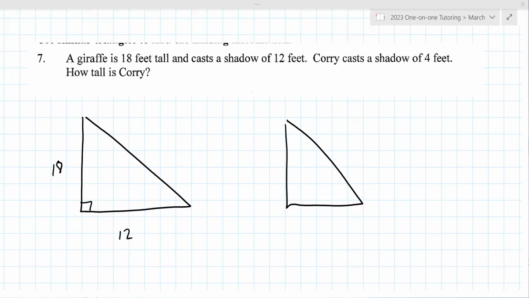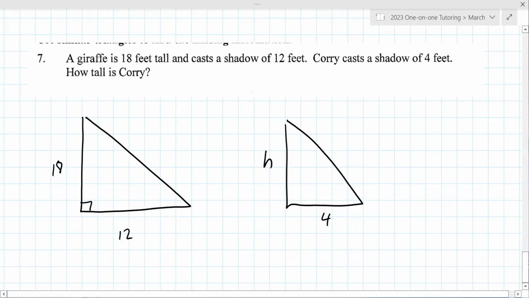So 18 divided by 4 is 4, 8, 12, 16. Oh, you can't do that. Can you? So the shadow is 4 feet and we want the height here. And keep in mind, Corey is a human, so he's not going to be... Okay, so the unit multiplier is 3.